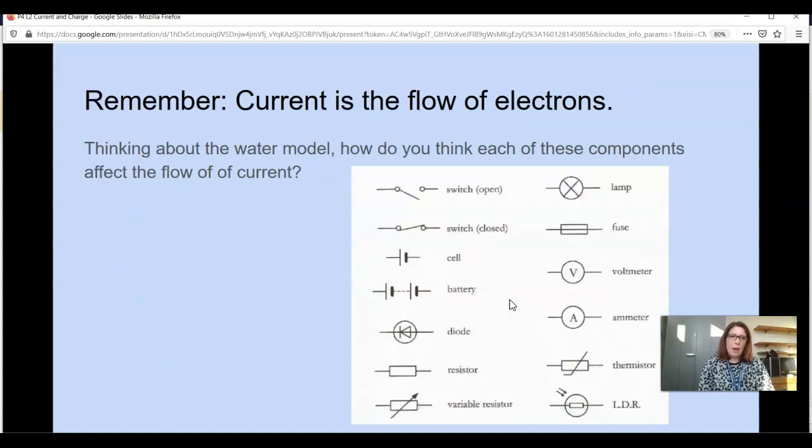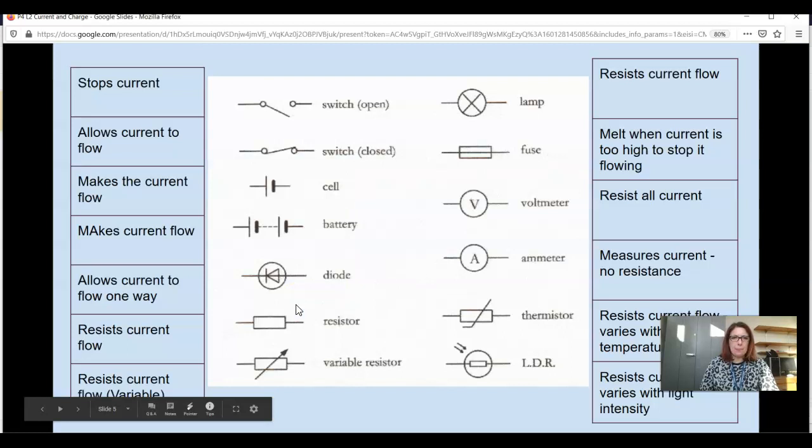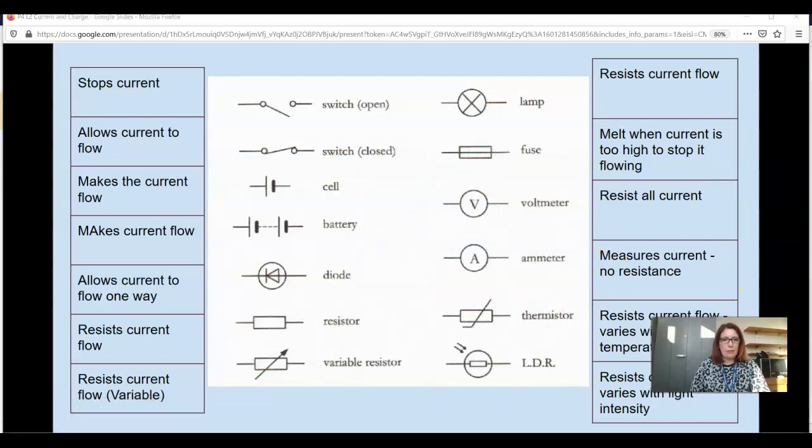So, thinking about the water model, which was a homework which was set, and it's a home learning video called Models of Electricity, I think, so you can watch that if you haven't already. Think about the water model. What we began with was thinking about how all these components in the circuit, by the way, you need to know all of these, would affect the flow of current. So we took each one and we discussed how they would affect the flow of current.